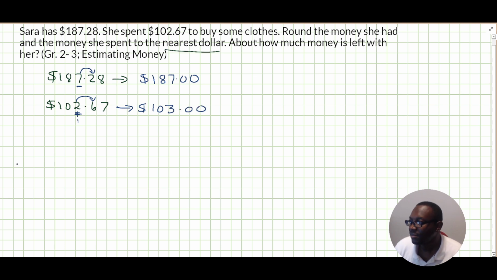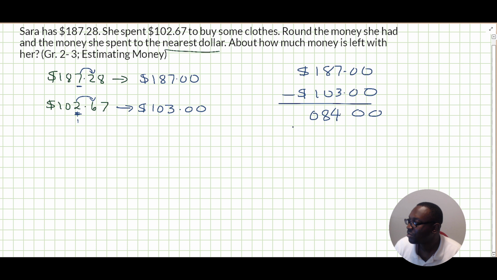Okay. The next thing we're looking at is how much money does she have left? So she had $187 and spent $103. So let's go ahead and subtract. So 0, 0 here. 7 minus 3, we have 4. 8 minus 0, we have 8. 1 minus 1, we have 0. So she has $84 left.